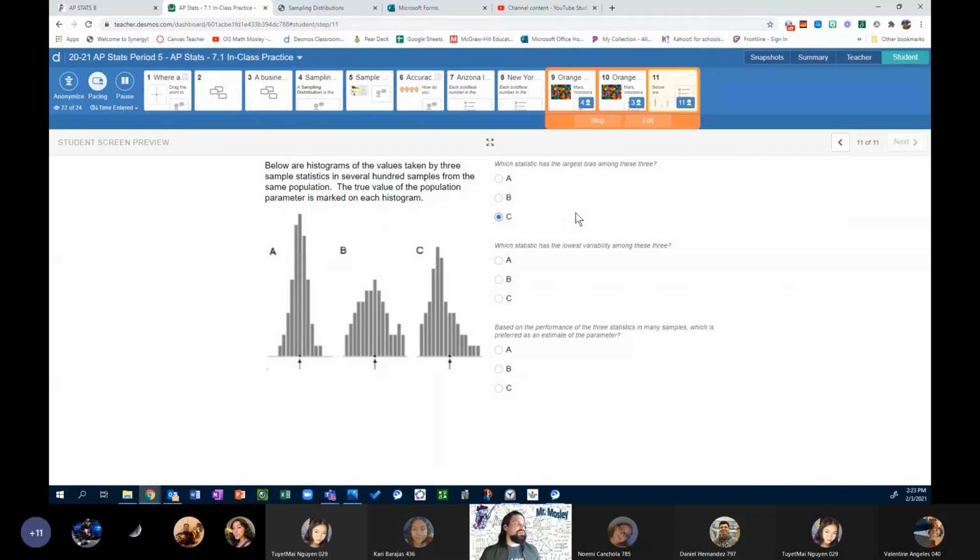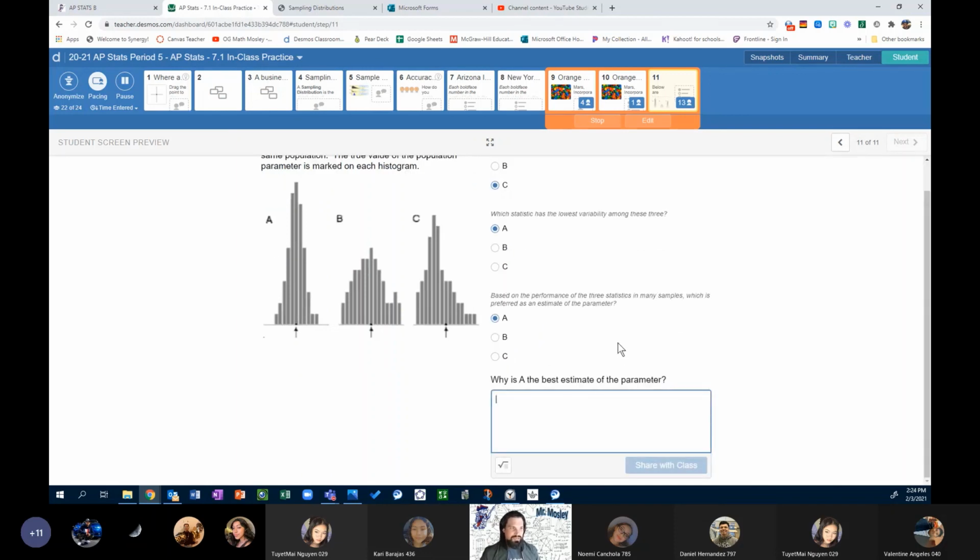This is because it is obvious that the center of this histogram is to the left of the true value, meaning that it's biased. We did not come close to the true value. The statistic that has the lowest variability is histogram A. It's the most narrow, which means it has the least variability. Based on the performance of the 3 statistics in many samples, the preferred estimate of the parameter would again be A, because it has the least variability and the least bias. That's what we generally want in a good statistic. So that is the answer to that one.